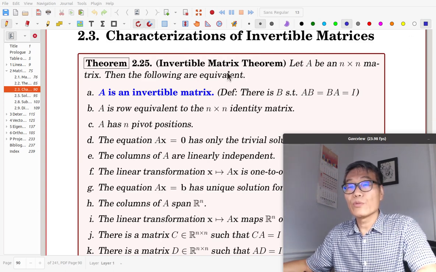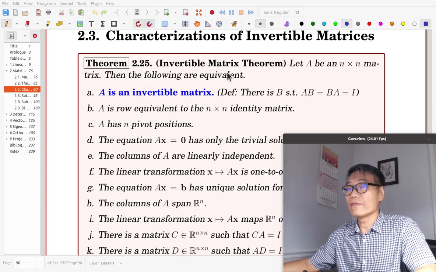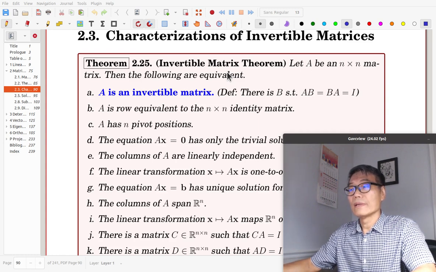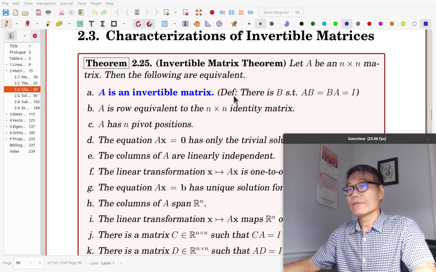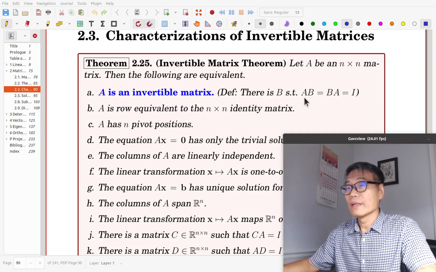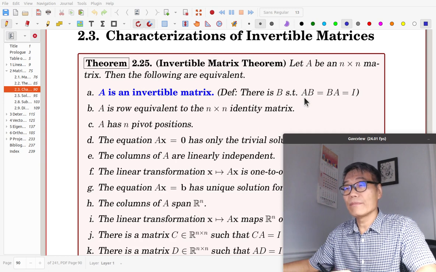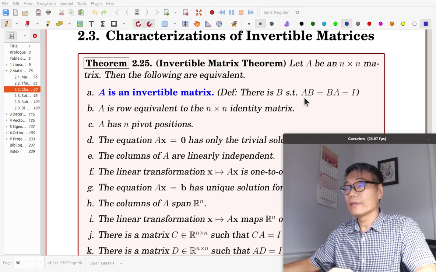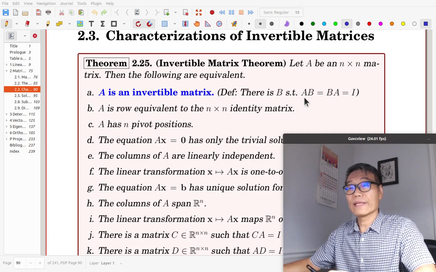It is section 2.3, Characterizations of Invertible Matrices. In the last section, we studied invertible matrices. An invertible matrix is defined in this way. If there is a matrix B such that both AB and BA become the identity matrix, then the matrix A is an invertible matrix. This definition of invertible matrix may not be easy to verify for some cases.